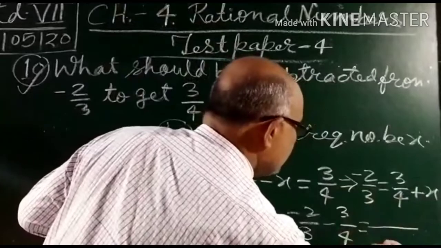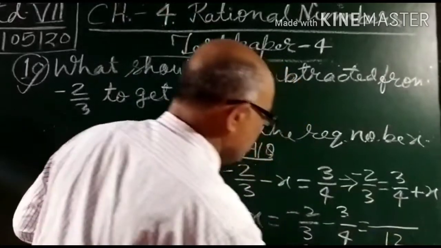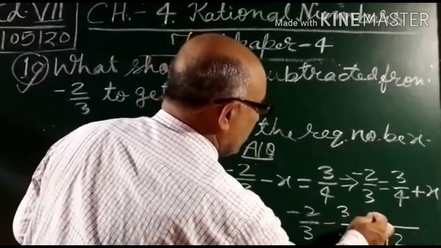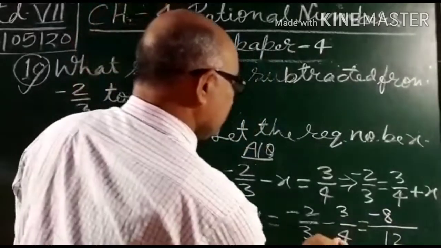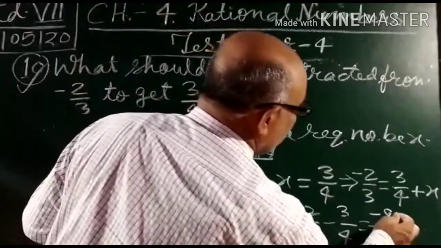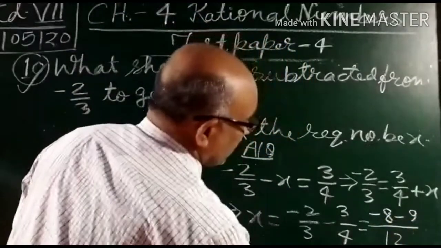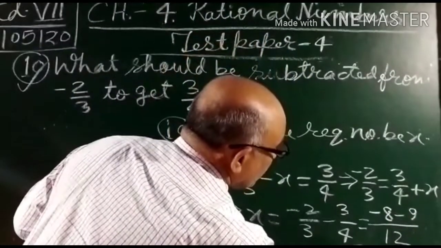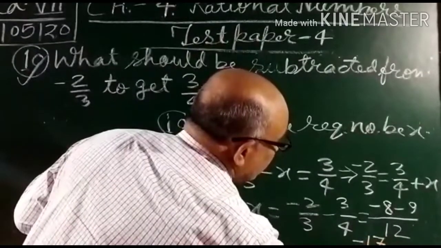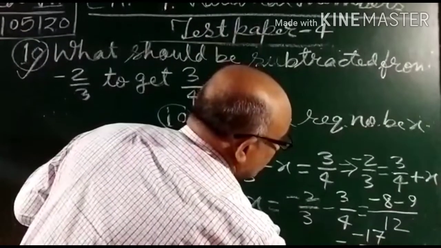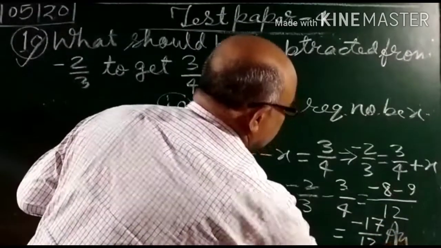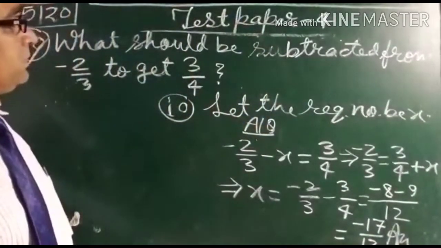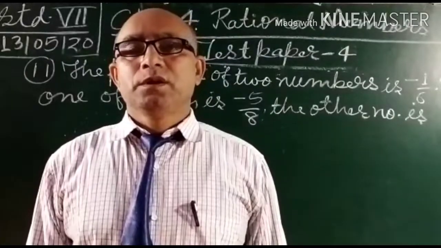LCM of 3 and 4 is 12. 3 times 4 is 12, 4 times 2 is 8. 4 times 3 is 12, 3 times 3 is 9. Equal to minus 17 by 12. Answer, write it.